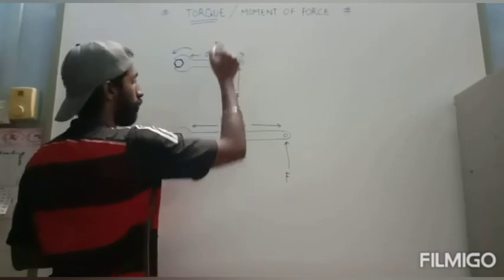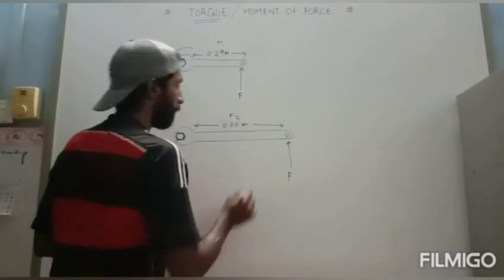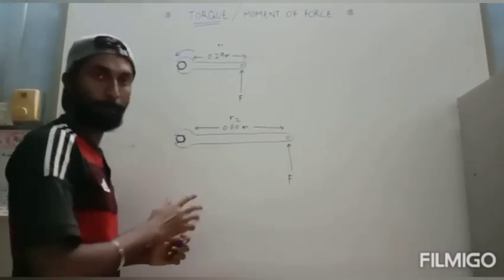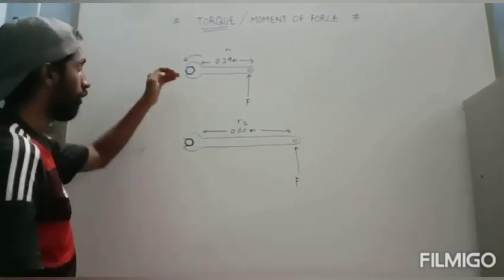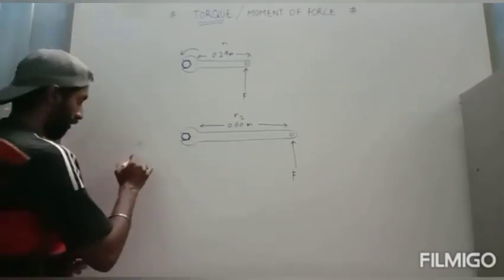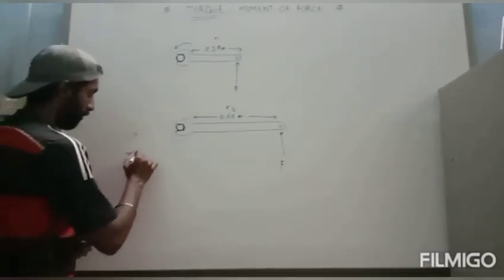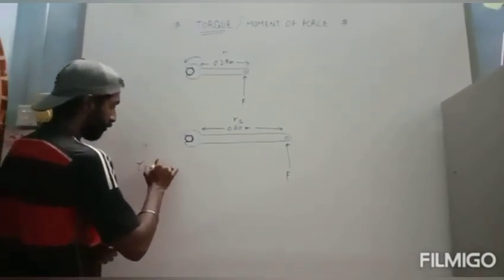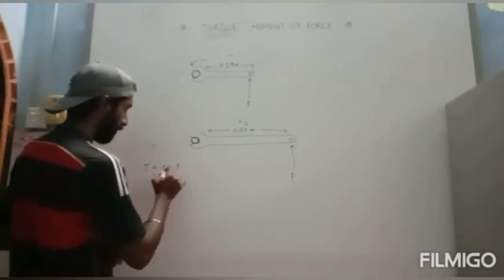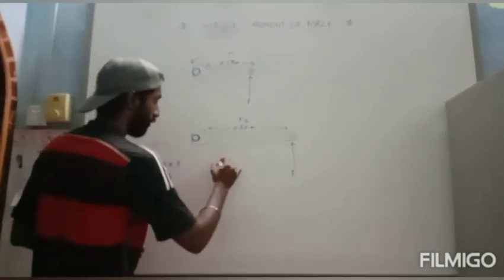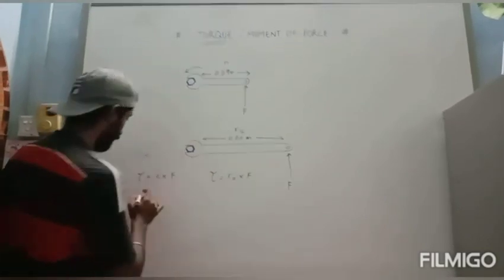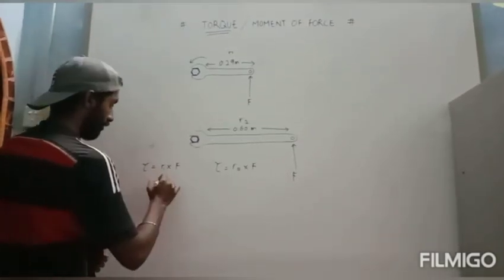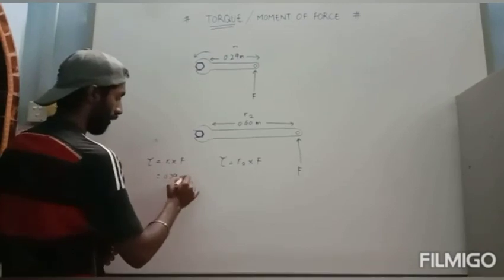Okay, this is R1. This is R2. Okay, let's calculate the amount of force needed to open up the bolts, same as just now. Torque equals R times F. This one is R1 and this one is R2 times F. Okay, R1 is 0.29 times F.